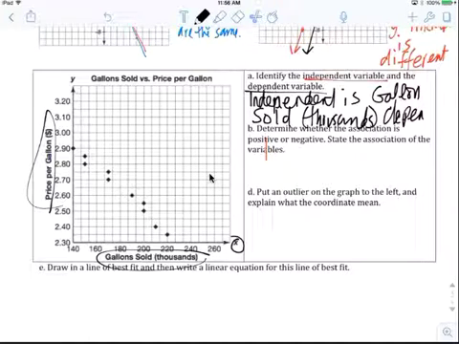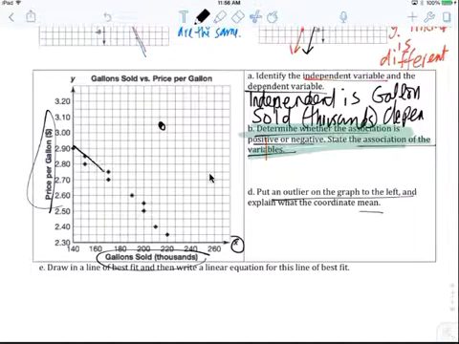Determine the association. If negative, state the association. Okay, this is going to be on the test. You've got to know the association. And on the test there's an outlier. I put in an outlier. You need to explain what that outlier means and stuff. This is a negative association. Okay, draw on your line of best fit.